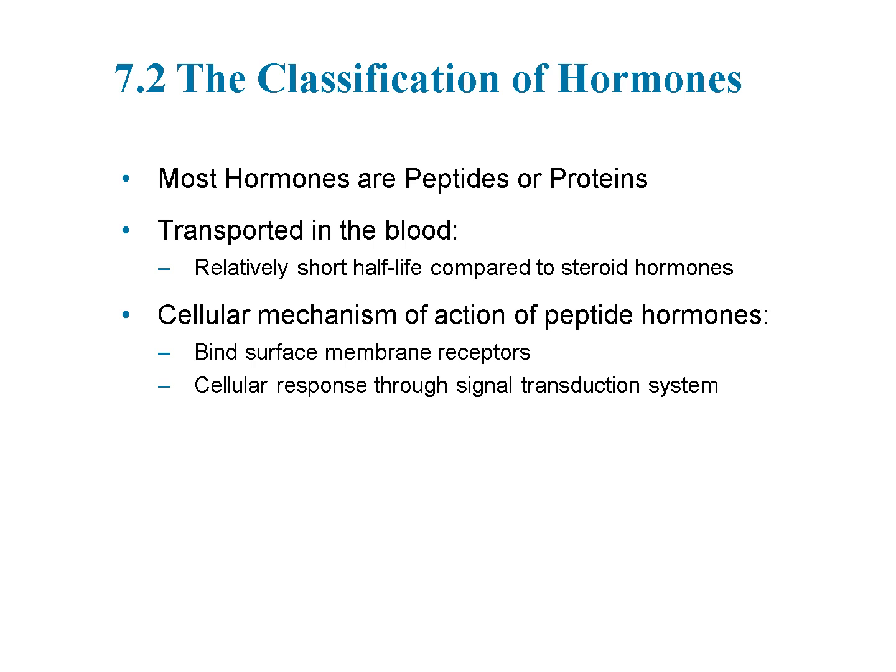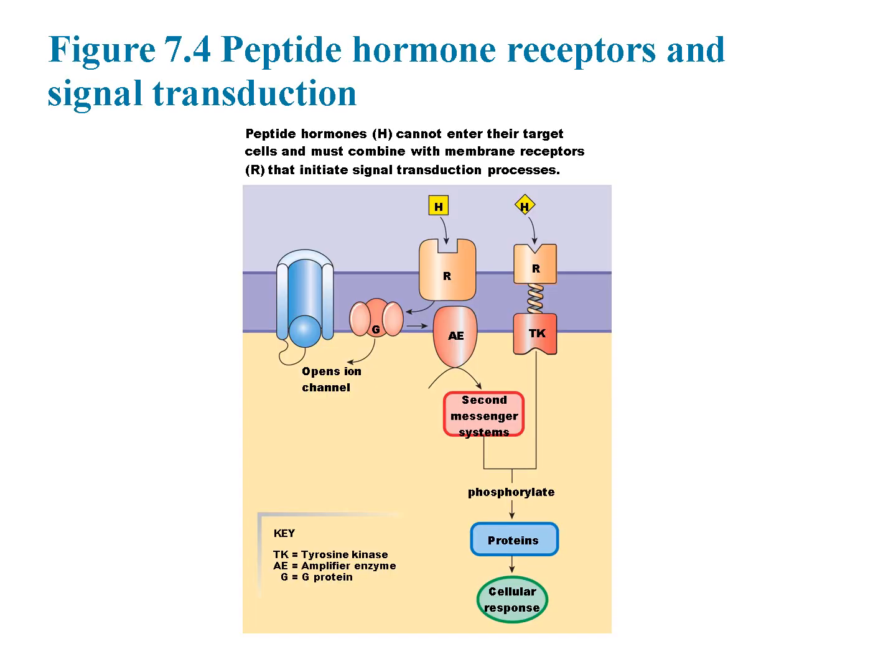Since these hormones cannot pass through the lipid bilayer, they rely on membrane-bound receptors to initiate their effects. Upon binding, a signal transduction system is activated, leading to a cascade of intracellular events that ultimately produce the desired cellular response. This process allows for rapid and specific regulation of physiological functions such as metabolism, growth, and immune responses. Peptide hormones, which are water-soluble, cannot enter their target cells directly.